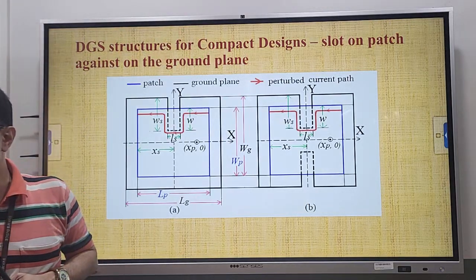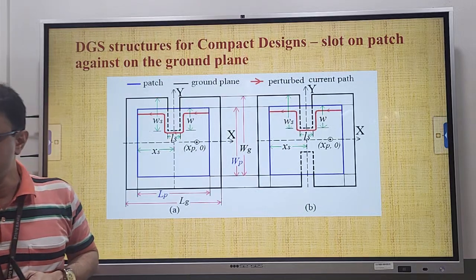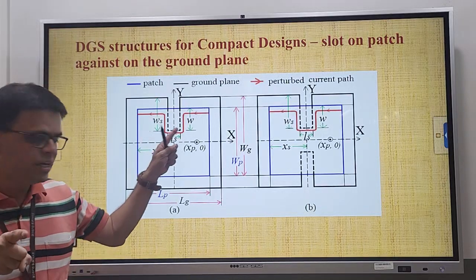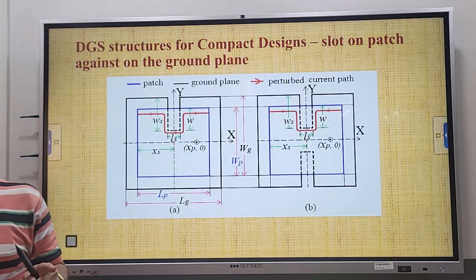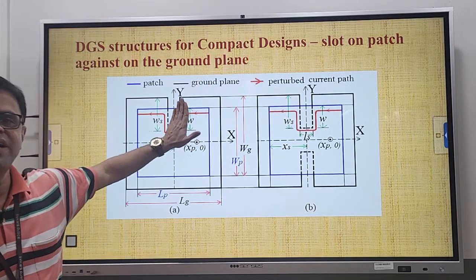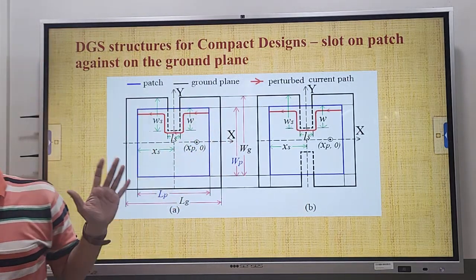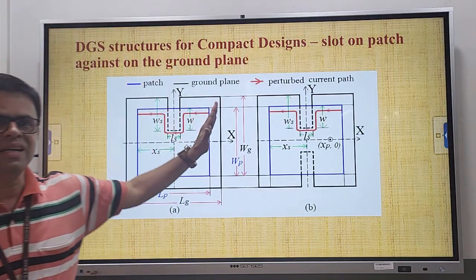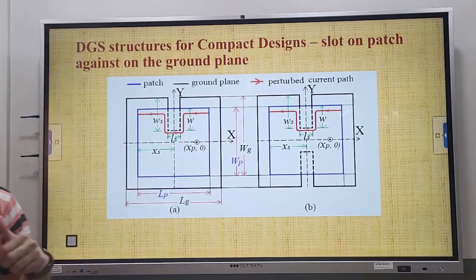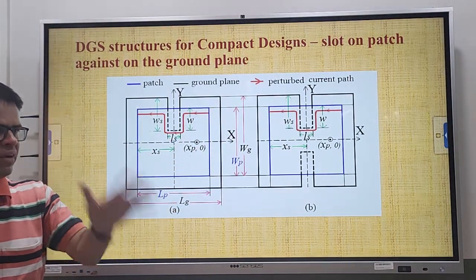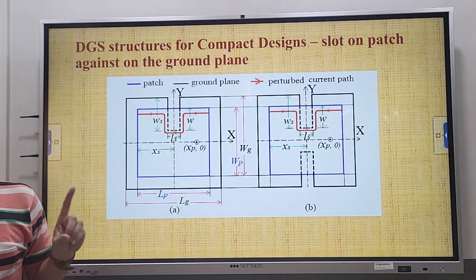Why is it required? To obtain impedance matching for a broadband compact response, impedance control is required. Hence, that is much easier to achieve using a slot on the ground plane against a slot on the patch. So that is the advantage of a slot on the ground plane. Frequency reduction wise, more or less it is the same.